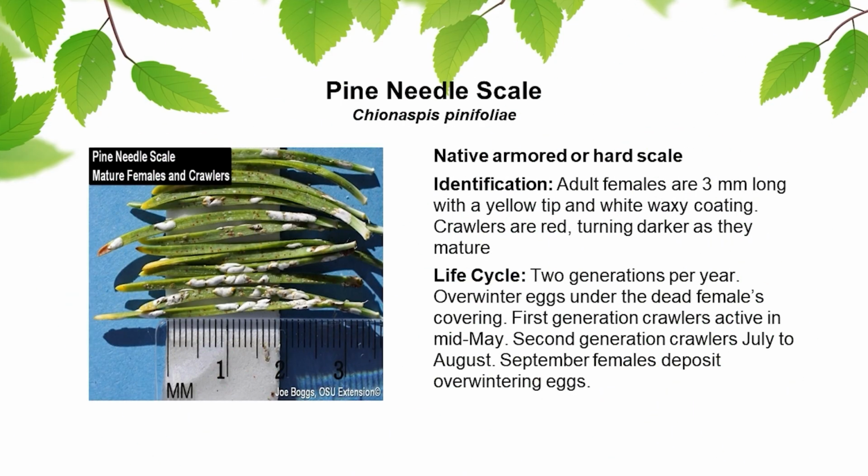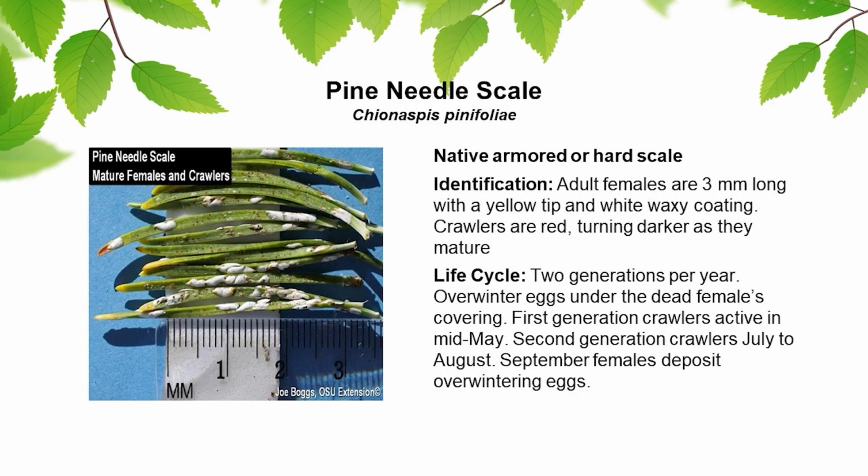Pine needle scale. Pine needle scale is a native armored or hard scale. Pine needle scale adult females are 3 mm long with a yellow tip and a white waxy coating. Crawlers are a red-orange color and turn darker as they mature. There are 2 generations of pine needle scale per year.